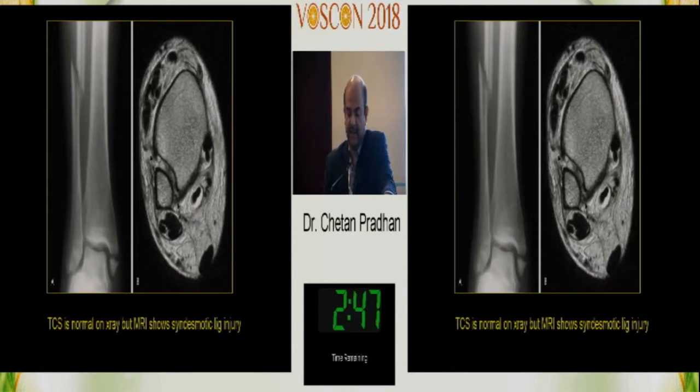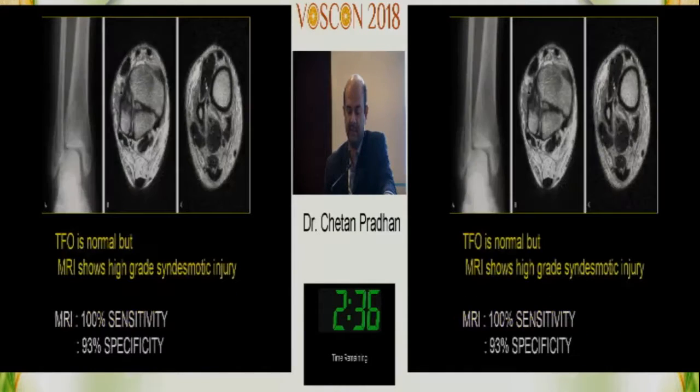It is the MRI. Now, if you see this X-ray on the left side, the tibiofibular clear space is normal, but the MRI is showing a syndesmotic ligament injury. So also about the overlap, this is normal, but the MRI shows a high grade. So 100% sensitivity for the syndesmotic injuries is seen only in MRI.